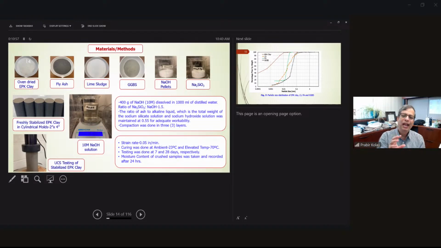Just for example, this is like the water to cement ratio in concrete. So we maintain that 0.55, and the compaction is done in 3 layers. For UCS testing, the rate of strain is 0.05 inch per minute. We tested at 23 degrees Celsius, the ambient condition, and at 70 degrees Celsius. The tests were done for 7 days and 28 days, and the moisture content of the cured samples was recorded after 24 hours.